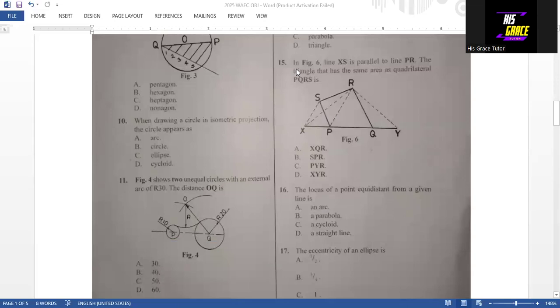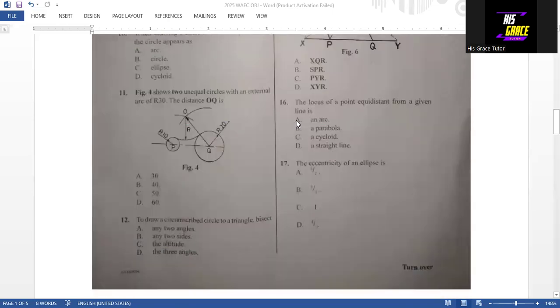And question 15, in figure 6, line XS is parallel to line PR. The triangle that has the same area as quadrilateral PQRS is XYR. XYR is the triangle that has equal area as quadrilateral PQRS. So the answer is option D, is answer to question 15.